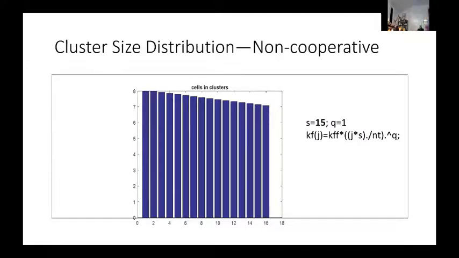And what that shows is that the numbers of cells in the various clusters, in this particular case, there are 15 myofibroblast clusters and 1 cluster of normal non-activated fibroblasts, don't change very much. The number of cells in one cluster is rather similar to the number of cells in any other cluster, and so this is a non-cooperative process.